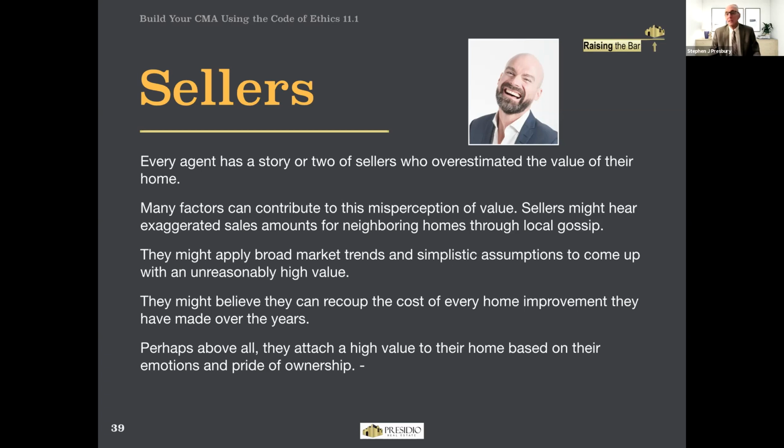So we want to make our sellers happy. We want to make them happy to get the money they can get out of their home, but we have got to educate them. And the CMA can help us do that. If we go through the CMA carefully and say, look, we've looked at these homes. These are the ones that are very similar to yours in this area. And these are the prices they're selling at.